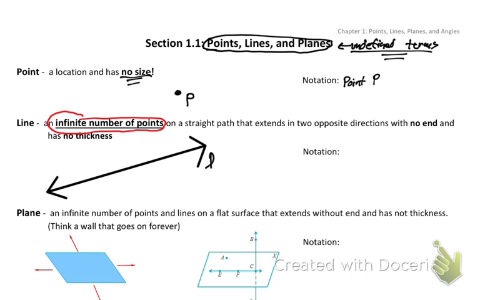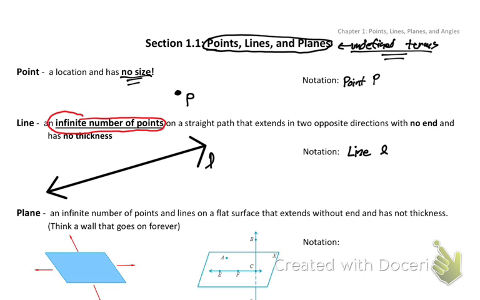So I'm going to go with my cursive L. Now, the notation for this line would just be, hey, tell me you're looking at line L. And I know what line you're talking about. You're talking about the line with the L by it. Now, oftentimes we won't have that letter there.